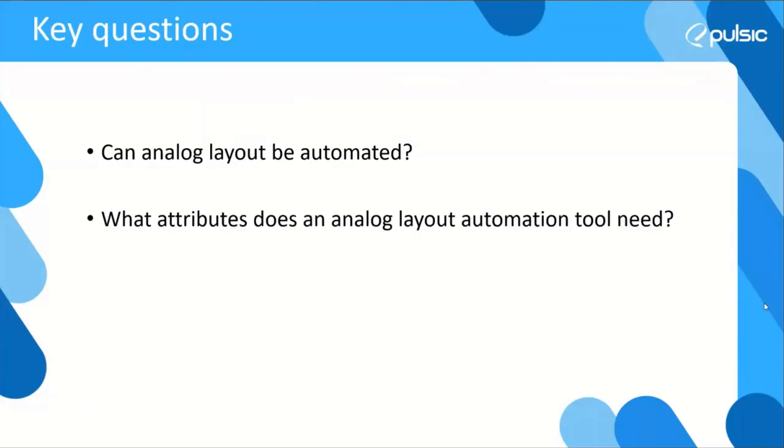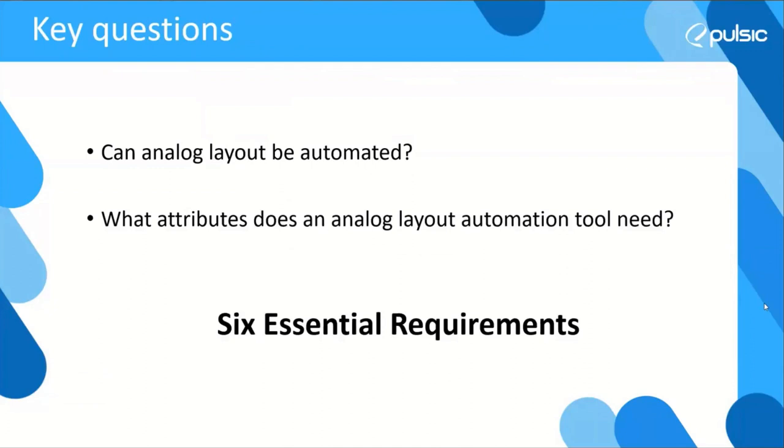So we sat down and we asked ourselves, and I think really we started to say, what attributes does analog layout need in order to be successful? And we came up with these 6 essential requirements. So we basically thought there are 6 things. These are not necessarily technology requirements. These are things that the tool must do. And this is what the rest of the presentation is about.